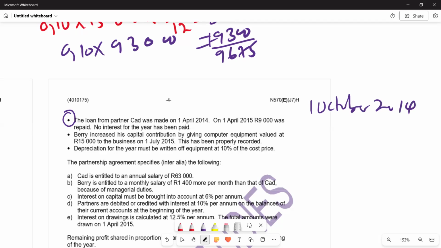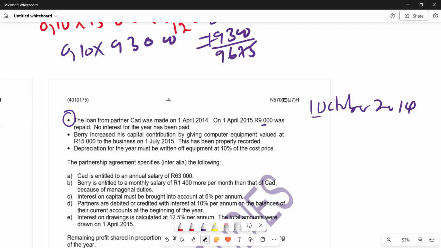2014. So we are not worried about what transpired before, but we are only concerned with the fact that when the year started, the loan was already acquired. So it's going to apply for the year. But then 1 April 2015 is inside our financial year. That's when there was a repayment of 9,000. So it means the balance that we are given in the trial balance is the balance at the end of September 2015.